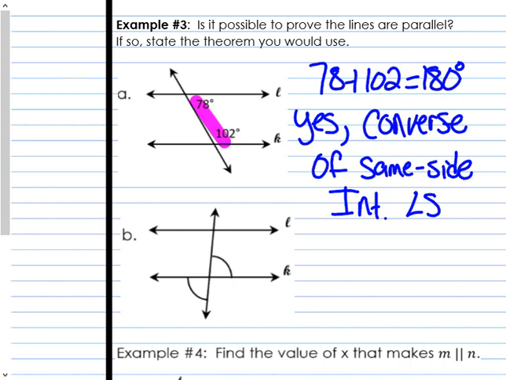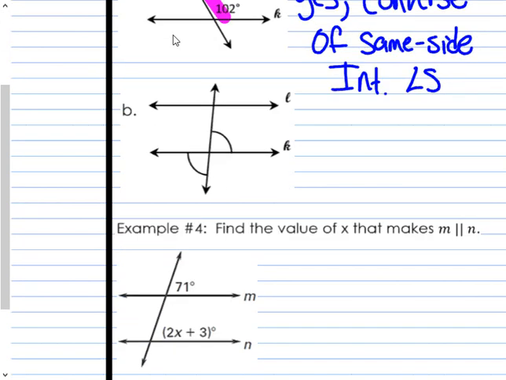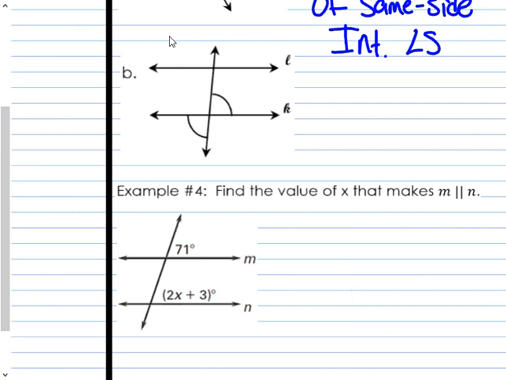Let's look at example B. They gave us two angles. They marked that these two angles are congruent. This mark and this mark, they both have one mark. That means that they're congruent to each other. Well, I know those two angles are vertical, and I do know that vertical angles are congruent. But vertical angles are always congruent. That does not make lines parallel. So the answer to this one would be no. We do not have enough information to prove that these lines are parallel just because we have a pair of vertical angles.